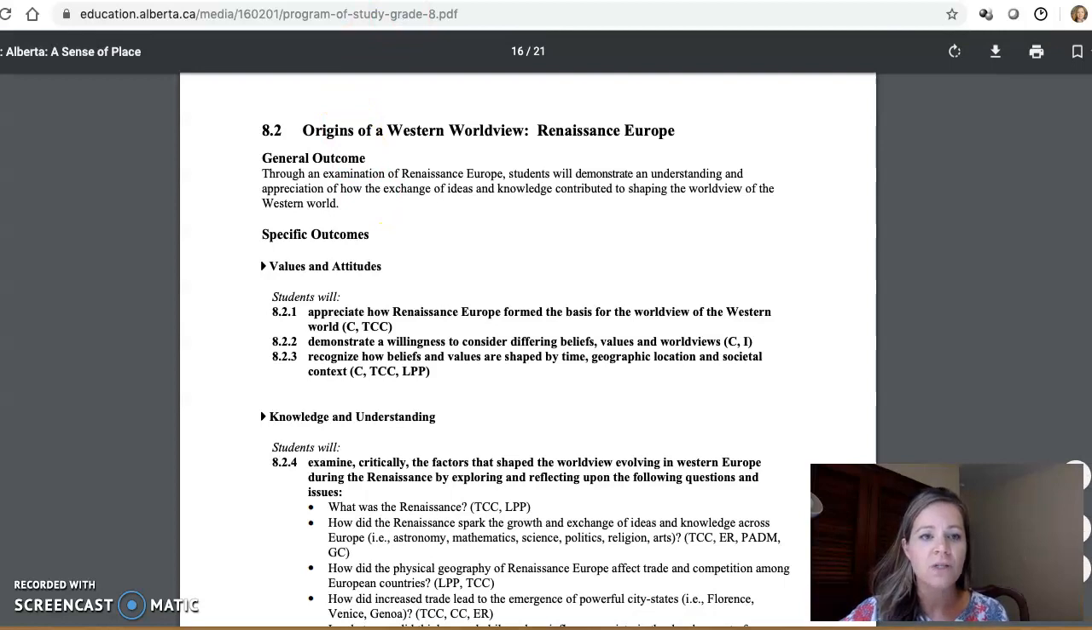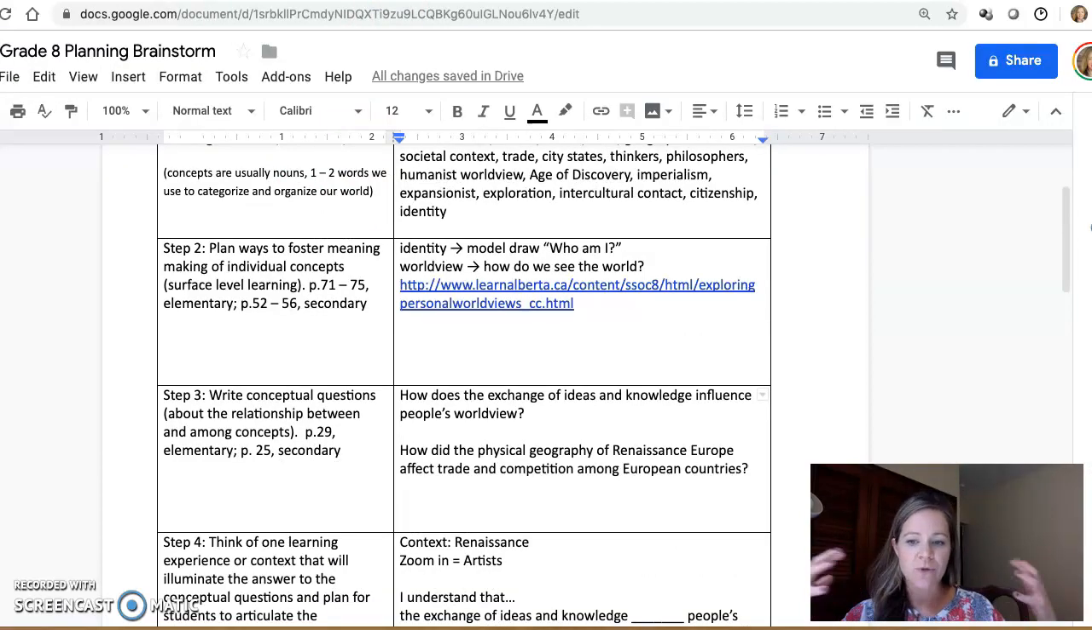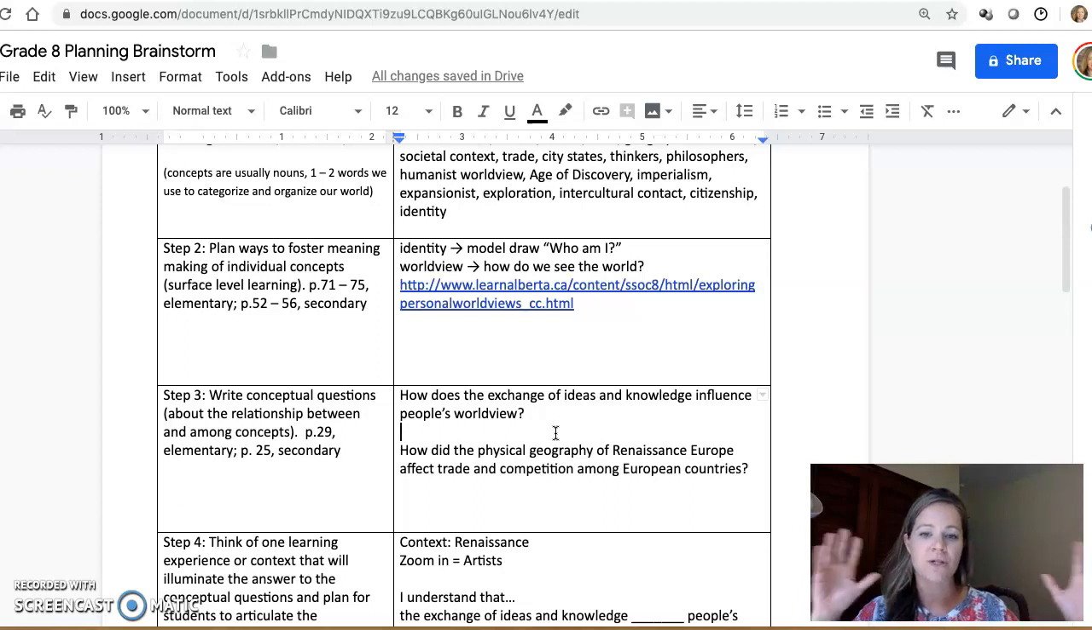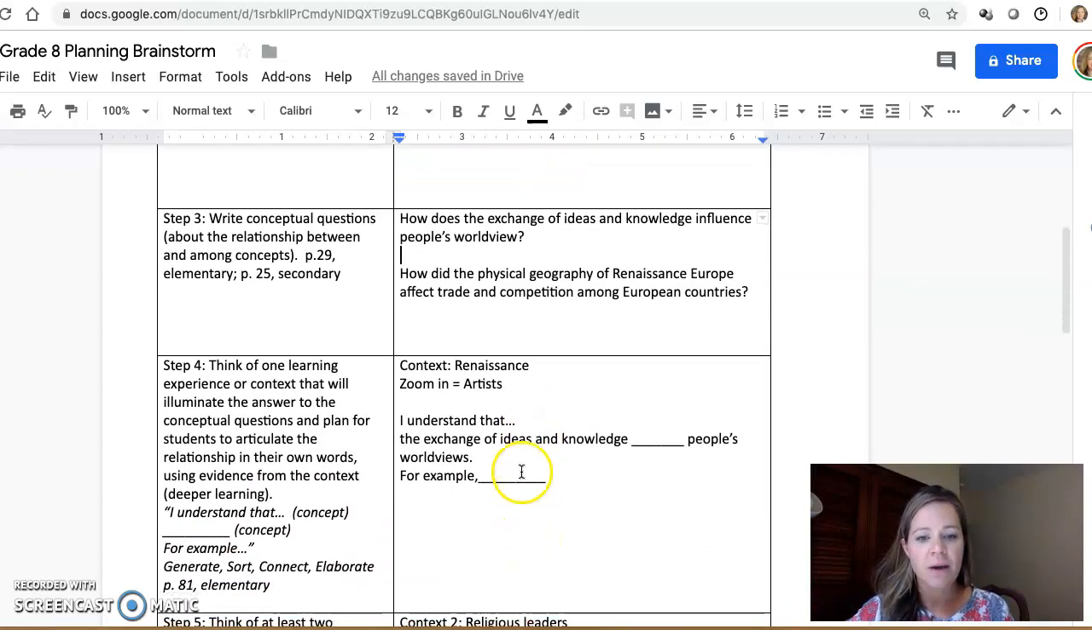And so I said, how can I take all of that and make it an abstract question that can transfer across different situations? And so I came up with, how does the exchange of ideas and knowledge influence people's worldview? That's our sort of big mama question. We'll be exploring the Renaissance through that, but I want kids to see from the start that we are using the Renaissance to understand this big question about exchange of ideas and worldview.